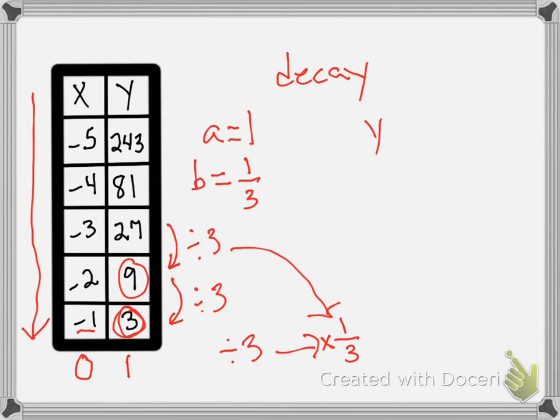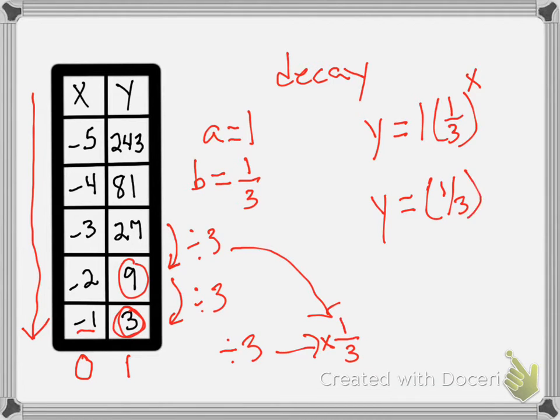Then when we make our equation, we'll have y equals 1 times 1/3 raised to the x power. But like on the last example, multiplying by 1 doesn't change anything. So we're just going to say y equals 1/3 to the x power, and it's just assumed that that 1 is in front. Typically, whenever the factor or your multiplier, whichever term you're thinking of, is a fraction, we normally keep it in parentheses, okay?